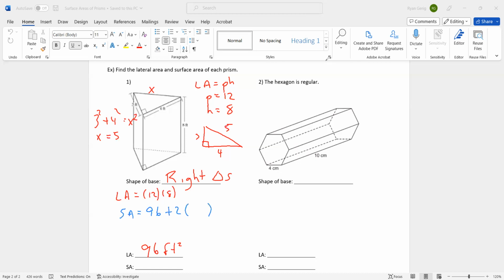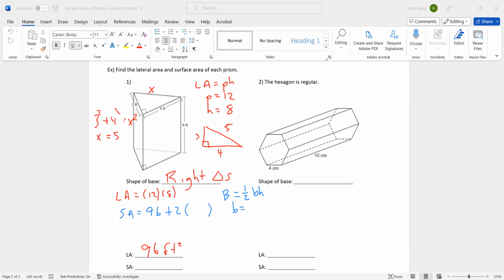And this is what I will do. You'll see me do this a lot. So we've already found the lateral area. No need to find it again. We know that there's 2 bases, and they're going to have congruent areas. So now we need to actually find the areas of the big bases. So this is where I'm going to take my time, and I'm going to identify the shape. So the base is a right triangle. The formula for a right triangle is 1/2 base times height.